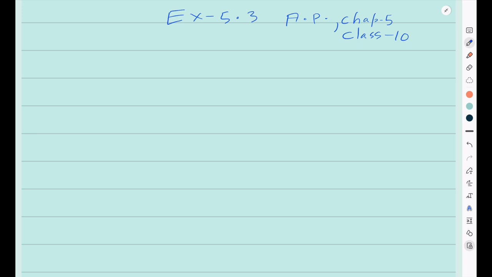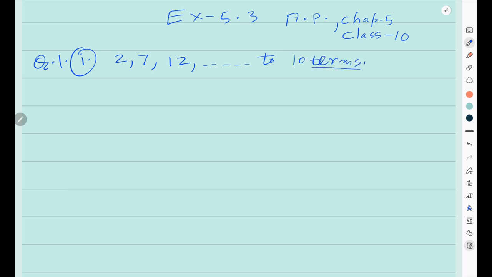Okay, so now let us start solving the questions. Let us take question number 1. Find the sum of the following APs. The first AP which is given is 2, 7, 12, and so on, to 10 terms.